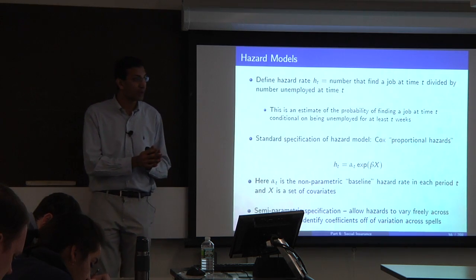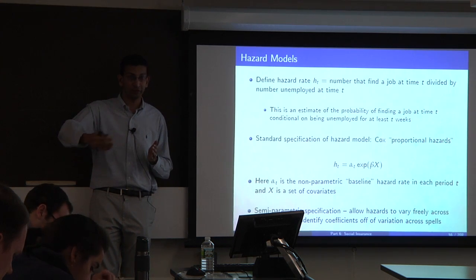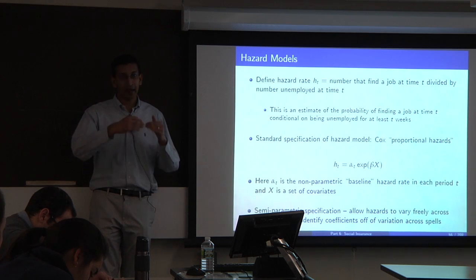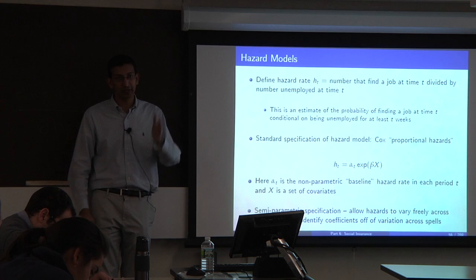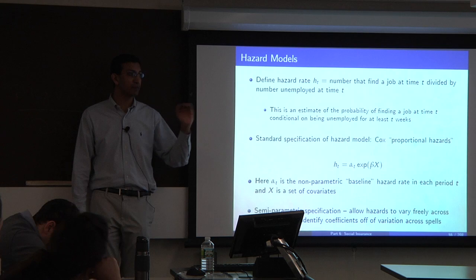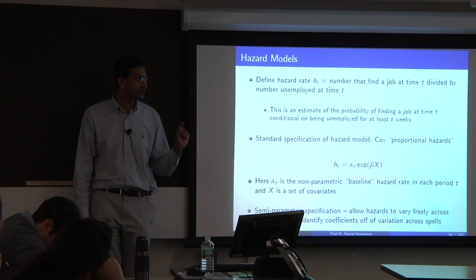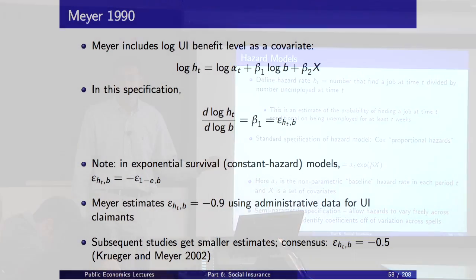So the way in which we identify the effect of the UI benefit is by comparing two different people who have different UI benefits at the same week. So take two guys in week 4. One guy has a UI benefit of 300, another guy has a UI benefit of 200. How do their probabilities of finding a job in week 4 vary? That's what's going to help you identify beta.